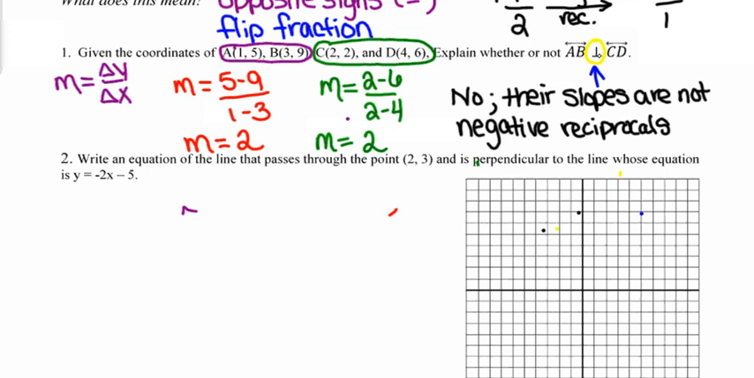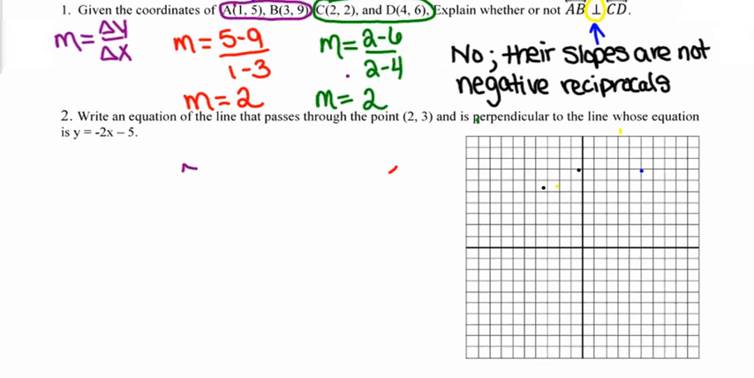Just for giggles, if that symbol had said parallel, then the answer to my question would have been yes, those two lines are in fact parallel because their slopes are the same. So it's important to differentiate between parallel and perpendicular.